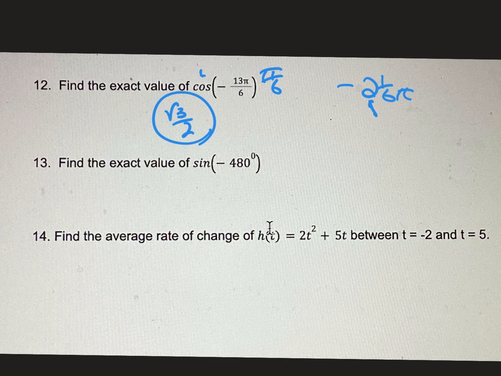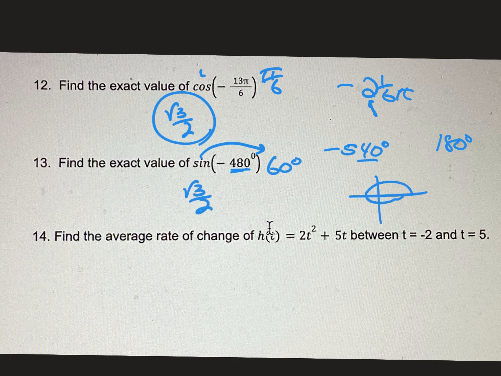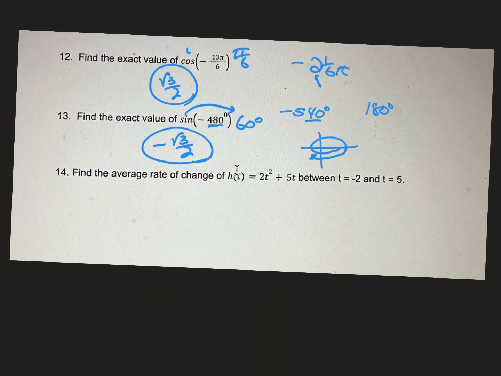Negative 480, I've got to figure out how far negative 480 is from the x-axis to find my reference angle. One of the x-axis numbers is 540. The x-axis is all multiples of 180: 180, 360, 540. Well, 480 is 60 away from 540, so my reference angle is 60. Sine of 60 is square root of 3 over 2 also. Negative 480 would go to negative 360, negative 450, and negative 480 puts me in quadrant 3. Sine is negative in quadrant 3. There's that one. And one more.